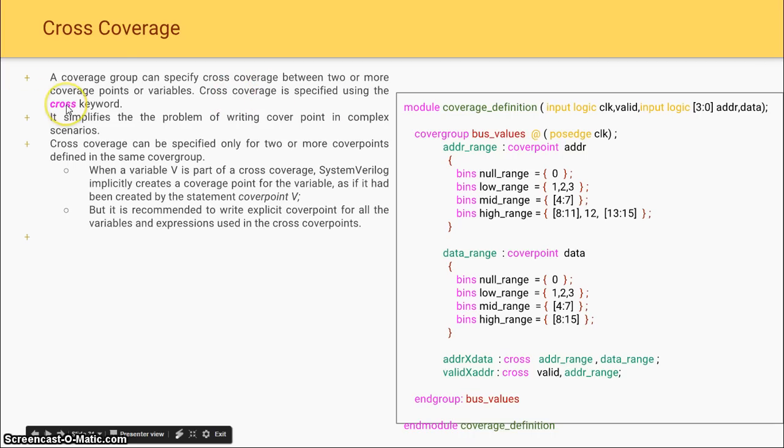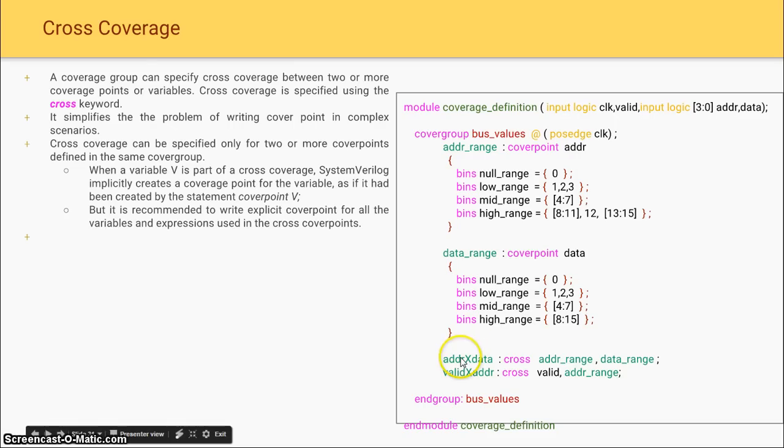and it is defined by using the SystemVerilog keyword cross. So we will see an example here. It's the same example that we had described in the previous session. And in the cover group named bus_values, there are two cover points named addr_range and data_range, which are sampling the addr and data variables. Now I wanted to define a cross product of these two cover points.